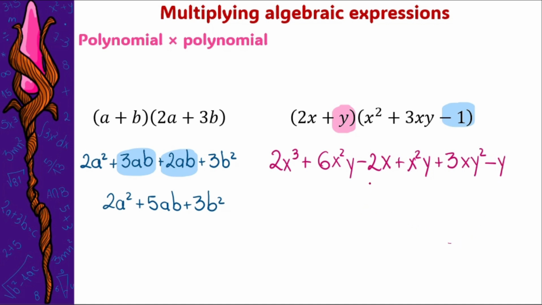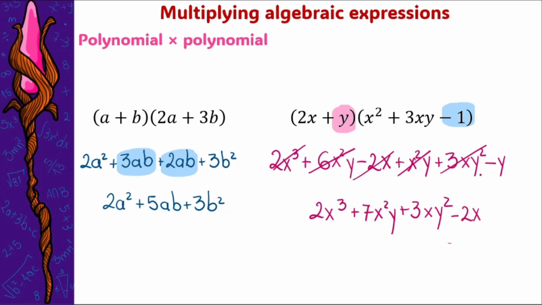We do have some like terms here, so let's start. This one is alone, 2x to the cube. This one goes with this one, 6 plus 1 is 7, plus 7x squared y. This one is alone, plus 3xy to the square, minus 2x is alone too, and minus y is alone. So the answer would be this one.